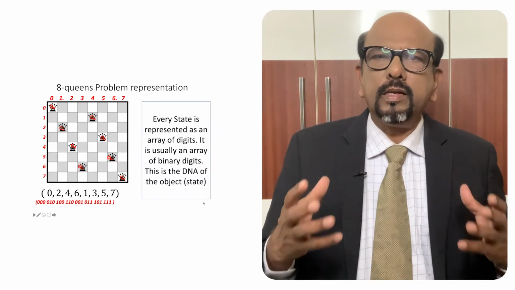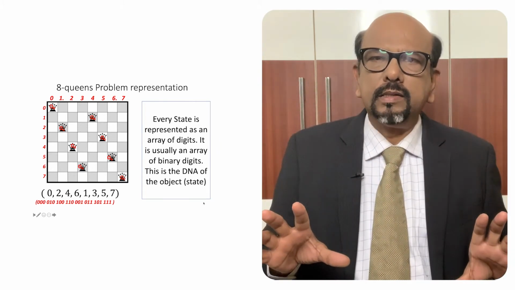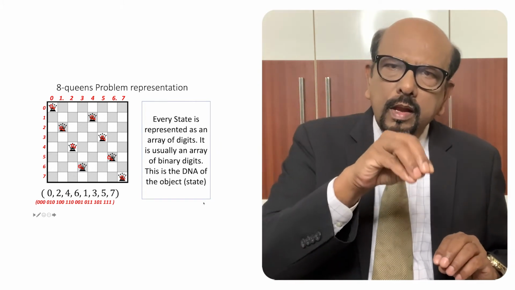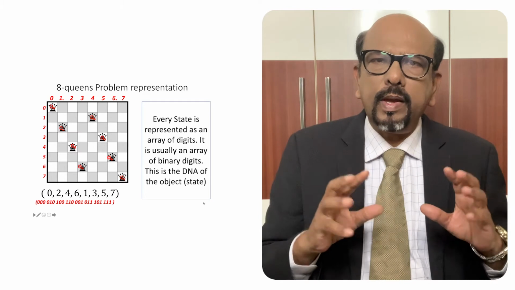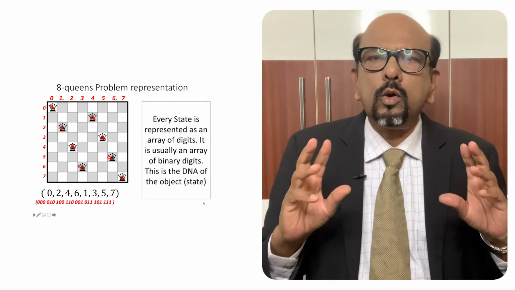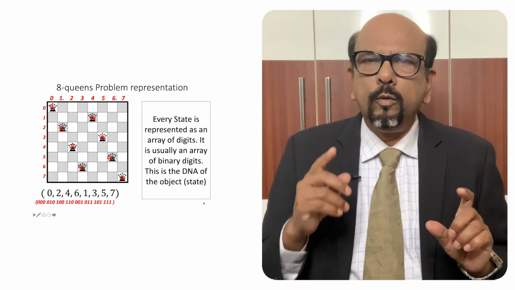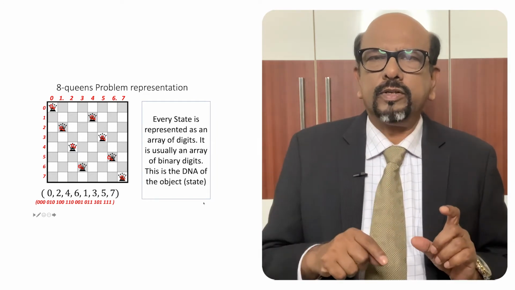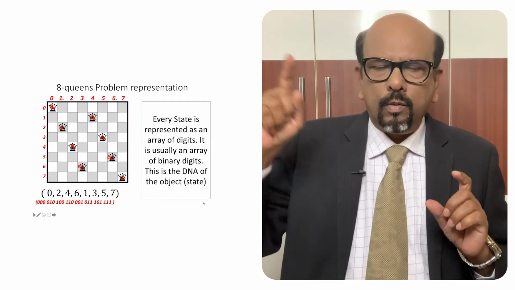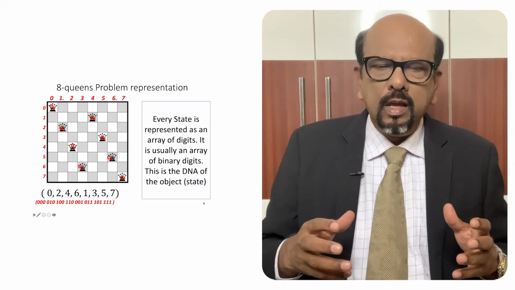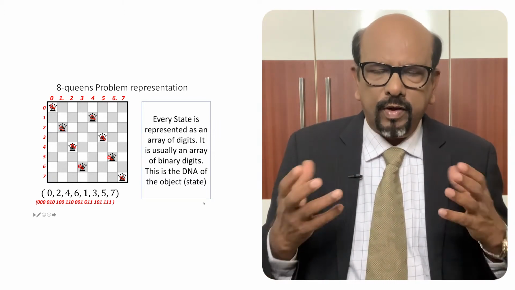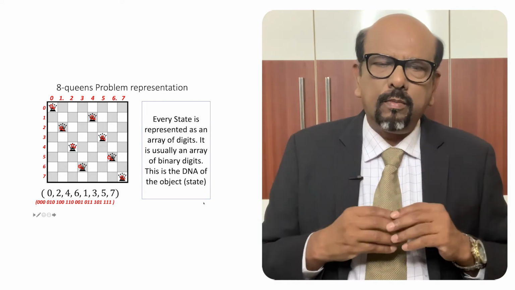Our objective is, in the 8 by 8 matrix, to position 8 queens in such a way that no 2 queens attack each other. Every pair of queens must be in non-attacking positions. That is the goal state. However, initially, we may not have the goal state. So for example, consider this example.